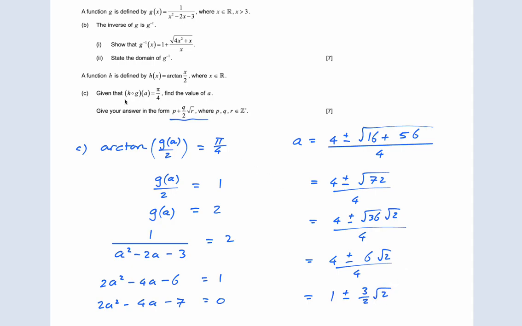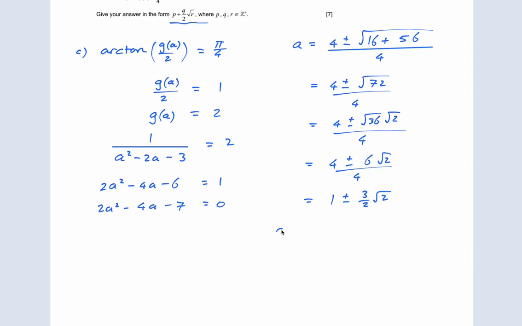But finally, he says, give your answer in the form p plus q over 2 root r. So I can't have this minus involved. And the reason there's no minus is because in the definition of this function g of x, x has to be bigger than 3. So here, a has to be bigger than 3. So I'm going to say, as a is bigger than 3, a equals 1 plus 3 over 2 root 2. Okay, that's part C finished.